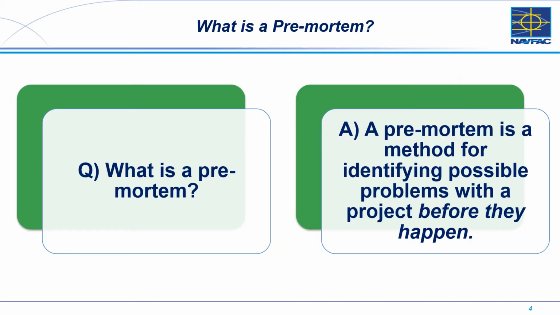Thank you for thinking through what a pre-mortem might be. I'll read you the definition now. Let's see if it lines up with your thoughts. A pre-mortem is a method for identifying possible problems with a project before they happen. In a pre-mortem, you pretend the project or procedure is completed. You also assume it has failed or encountered a variety of problems.